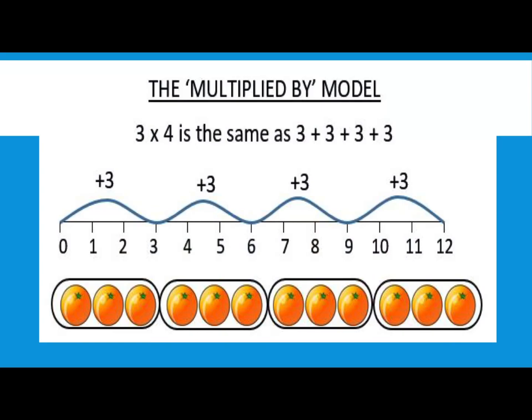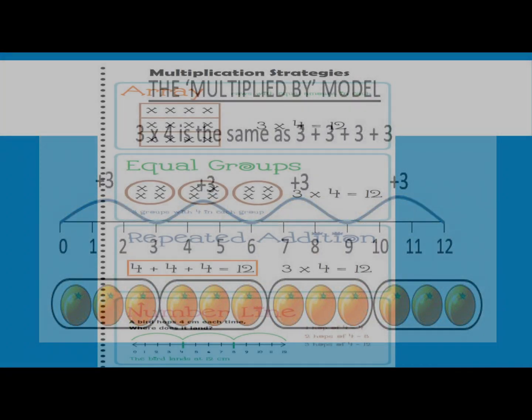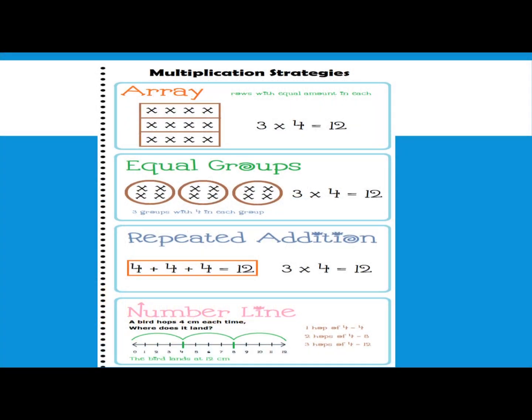Here also, in a box there are 3 oranges. How many boxes are there? 4 boxes. In each box there are 3 oranges. So 3 into 4 is equal to 12. Now, what are the multiplication strategies? The array has been given here. There are 3 rows, and in each row there are 4 x. So 3 into 4 is equal to 12.